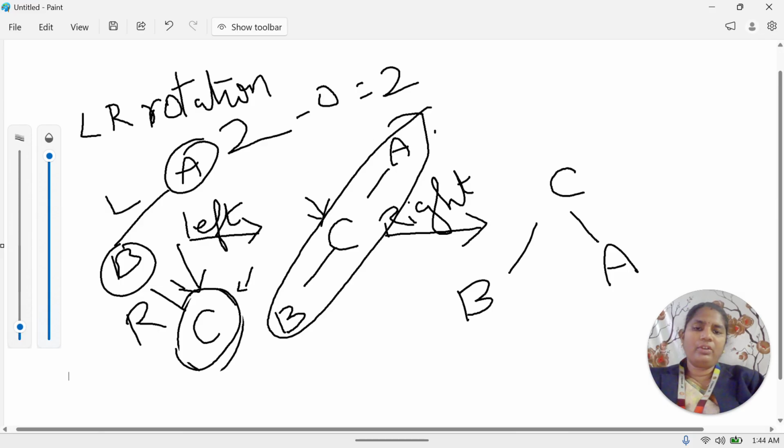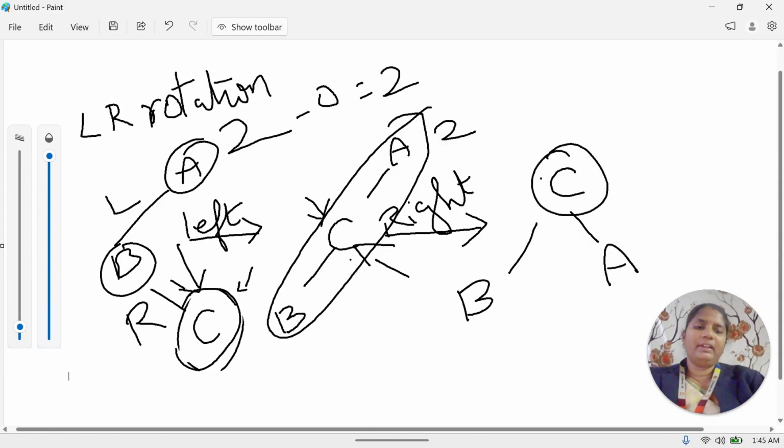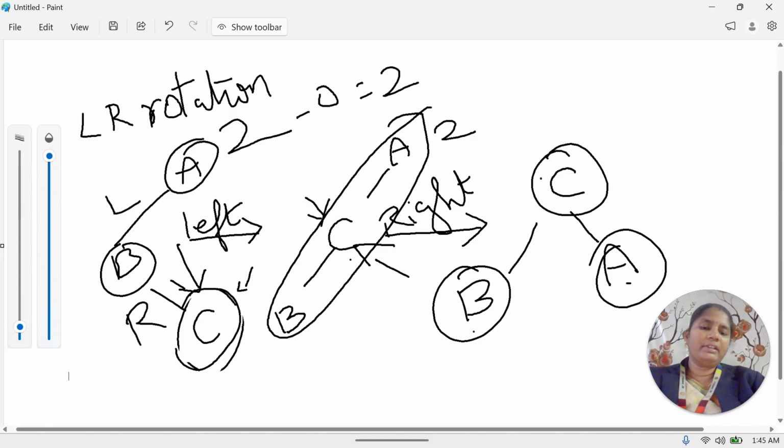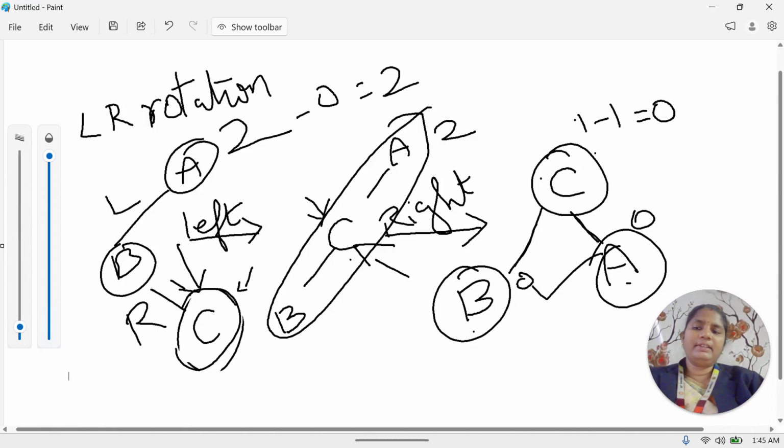So this is also not a balanced one. After that we are going to perform right rotation at C. So C comes at the center. Now check the balancing factor. Both A and B don't have any children, so the balancing factor is 0. But C has a balancing factor of 1? My height of the left subtree is 1, height of the right subtree is 1. So 0. Now it is balanced. This is left-right rotation. So next we are going to see right-left rotation.